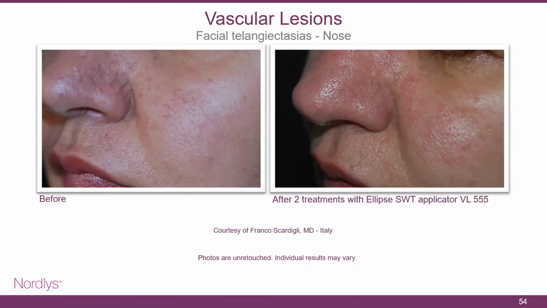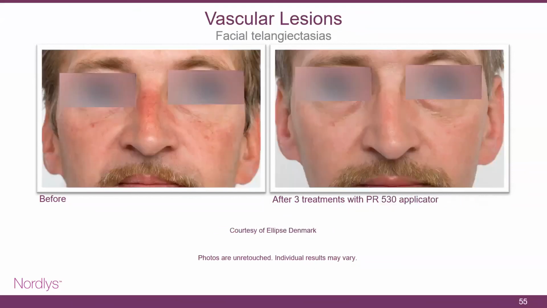You can see they're a darker color, and that darker color gives you the indication that they're sitting slightly deeper within the tissue. So we move from the 530, which is the more superficial absorption, to the 555, which goes deeper into the tissue and giving us very nice clearance.